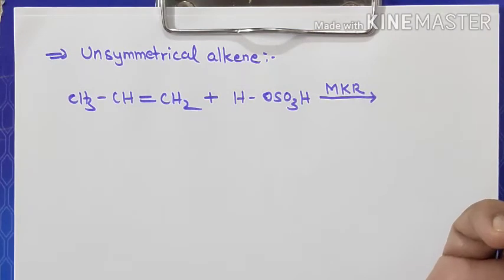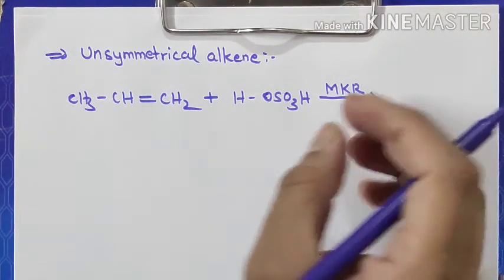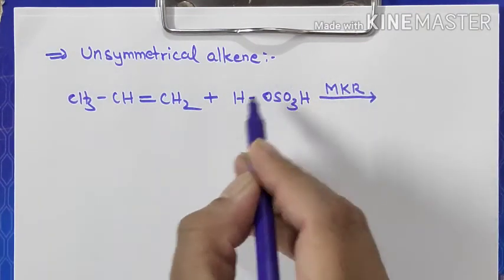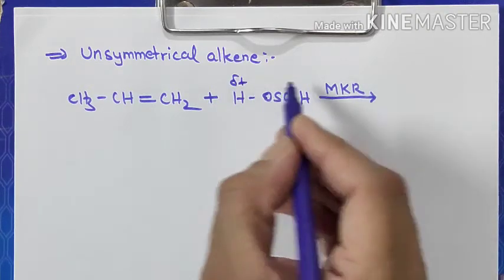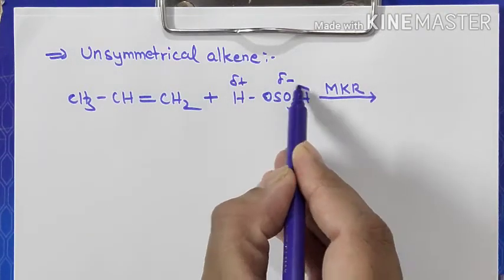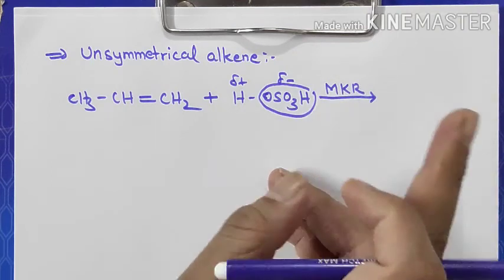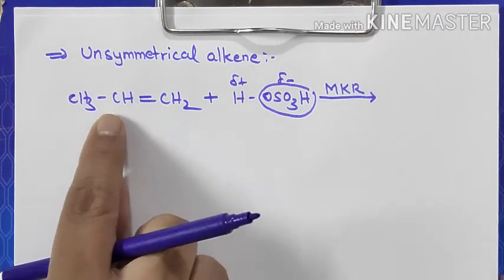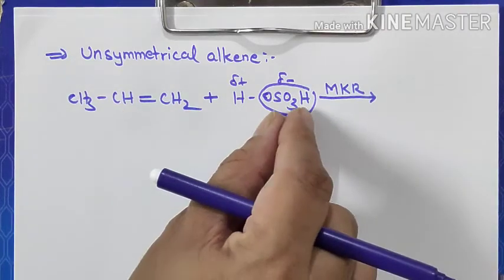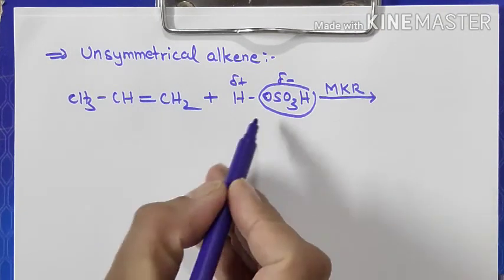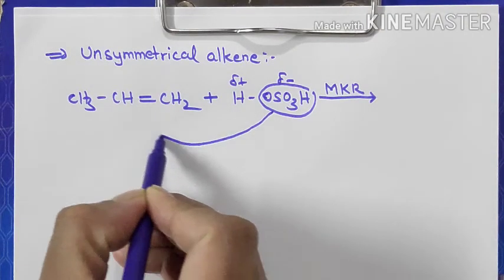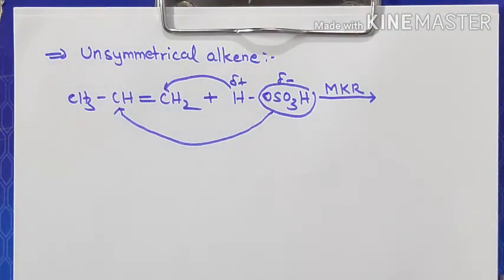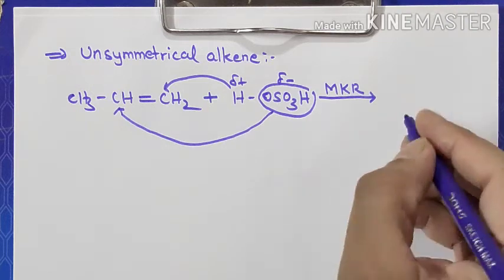The rule says that when an unsymmetrical alkene is treated with an unsymmetrical reagent, the negative part of the reagent, see this is the partially positive part and this is the partially negative part, will go to that carbon which contains fewer hydrogens. So in this double-bonded carbon, this one contains less hydrogen, so obviously the negative part is going to come on this carbon, and this H is going to attack this carbon, right? So what will be the product?